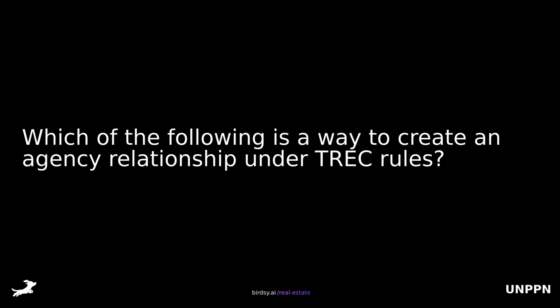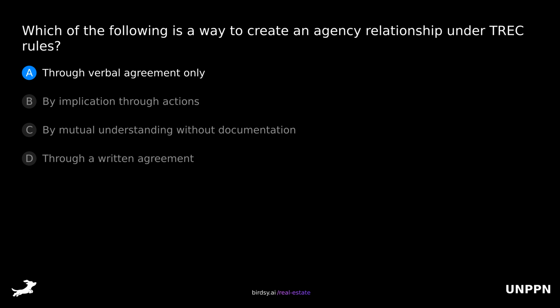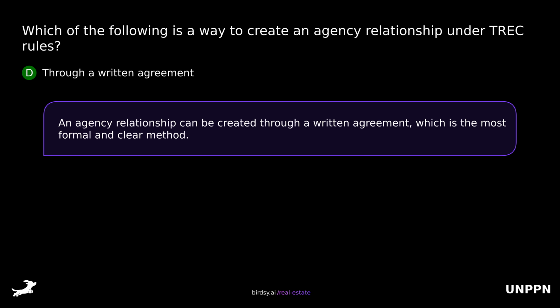Which of the following is a way to create an agency relationship under TREC rules? Is it A, through verbal agreement only, B, by implication through actions, C, by mutual understanding without documentation, or D, through a written agreement? The answer is D, through a written agreement. An agency relationship can be created through a written agreement, which is the most formal and clear method.